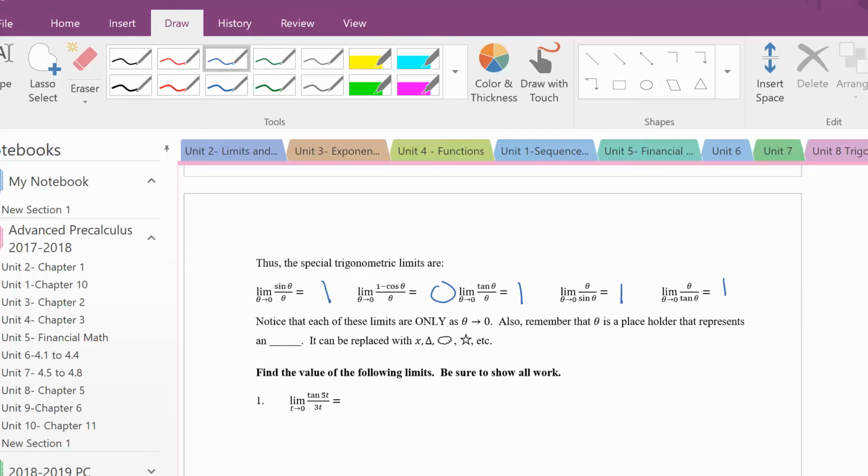So notice that all of the theta, or any other variable in there, is an angle. Next, you can use that to find the values, and that'll be the next video, where I show you how to find those values using the special trig functions.